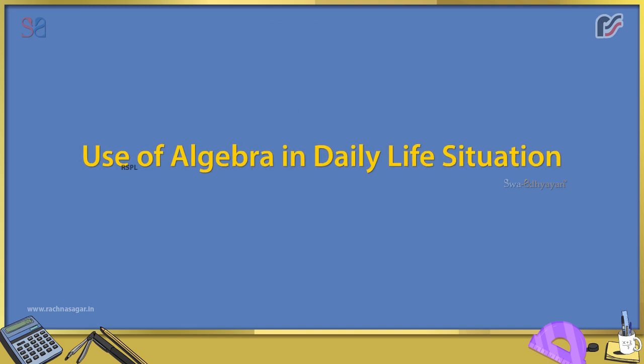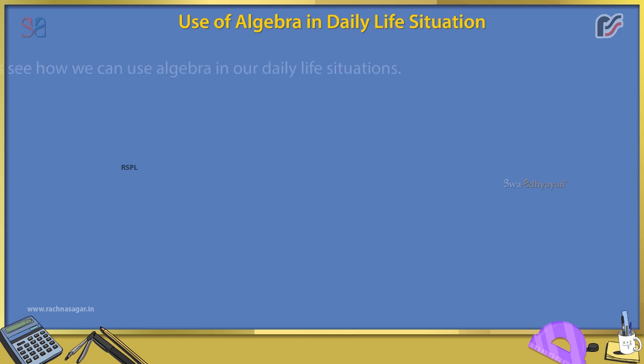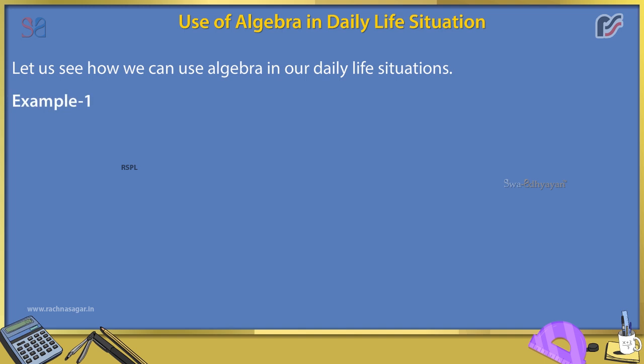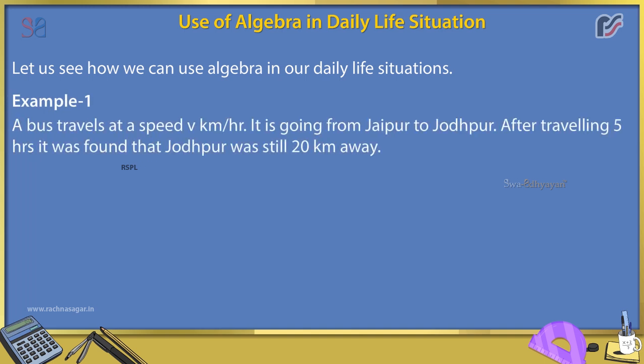Use of algebra in daily life situation. Let us see how we can use algebra in our daily life situation. Example 1. A bus travels at a speed v km per hour. It is going from Jaipur to Jodhpur. After traveling 5 hours, it was found that Jodhpur was still 20 kilometers away. What is the distance from Jaipur to Jodhpur?